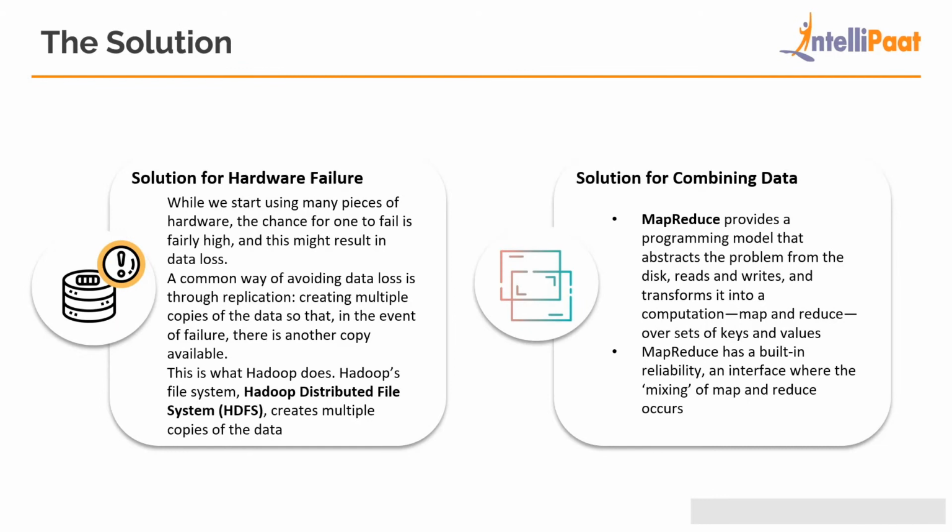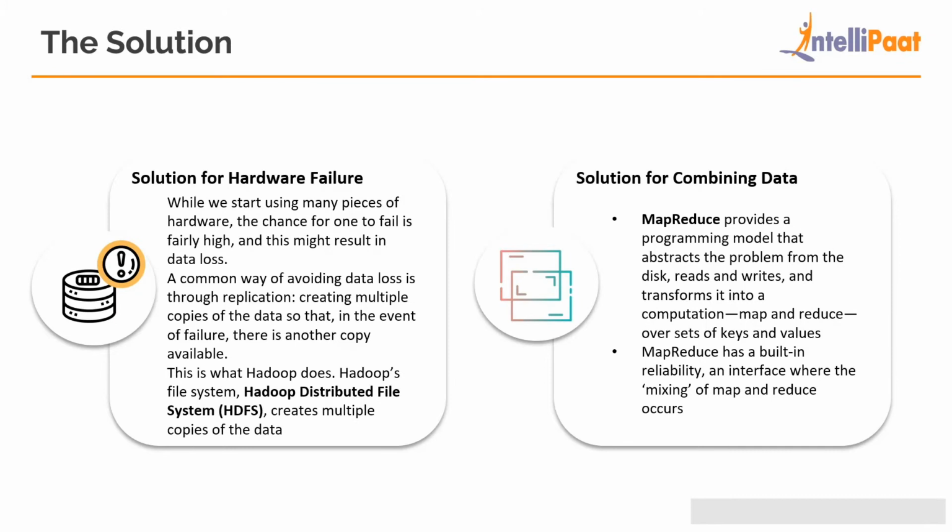So this is what exactly Hadoop does. Hadoop has a file system called HDFS, Hadoop Distributed File System, which has multiple copies of data. Whenever one drive fails, it gets the data from another distributed system. For combining data, we have MapReduce. MapReduce is a programming model. It is used to map and reduce, and it uses key and value pairs. MapReduce has built-in reliability and an interface where the mixing of map and reduce occurs.